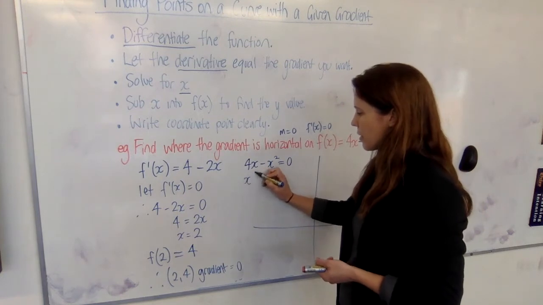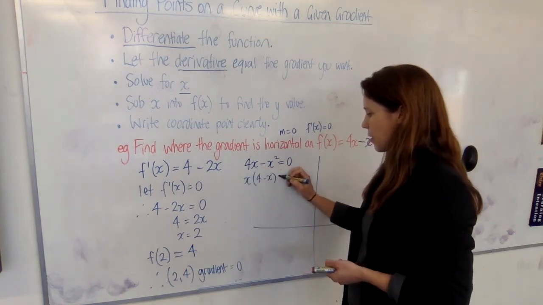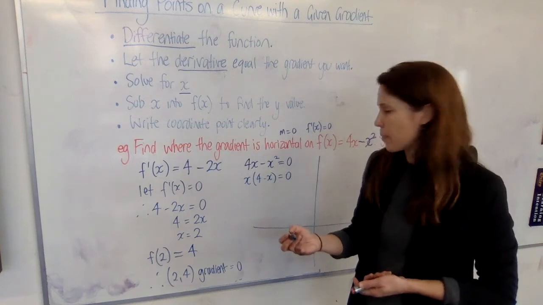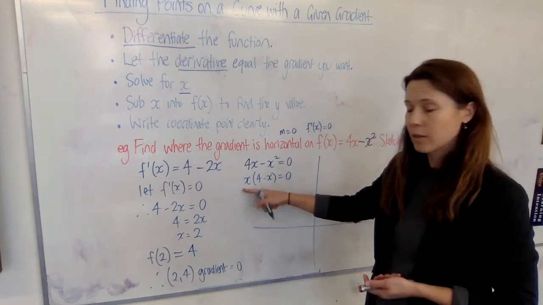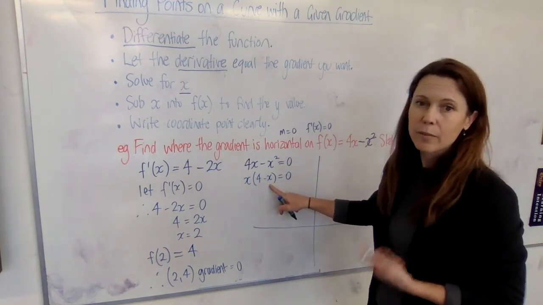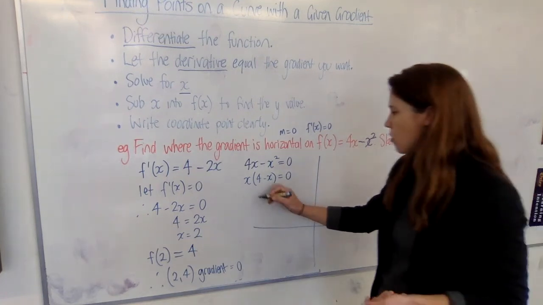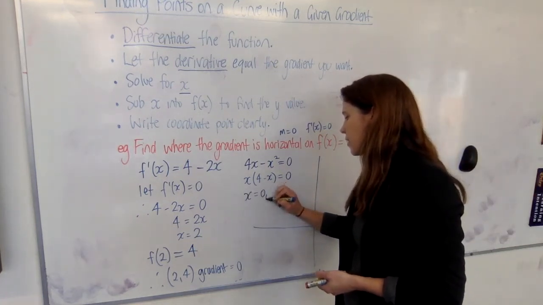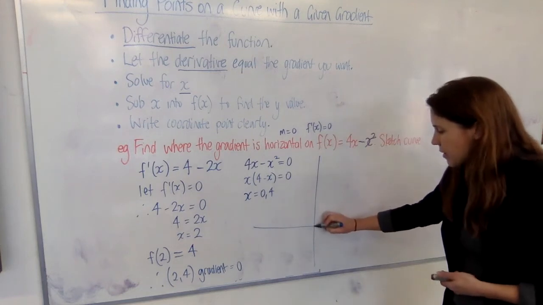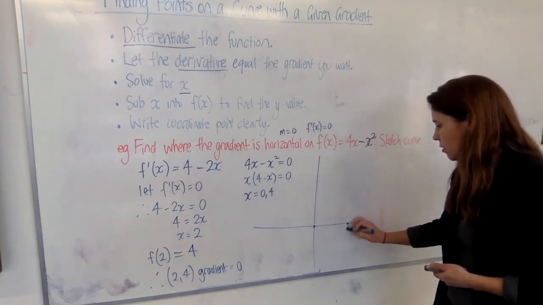If I factorise that, I get this. Now, what this means is that either x is 0 or 4 minus x is 0, in which case x would have to be 4. So I can tell here that x has to be 0 or 4. So those are my x-intercepts, 0 and 4.